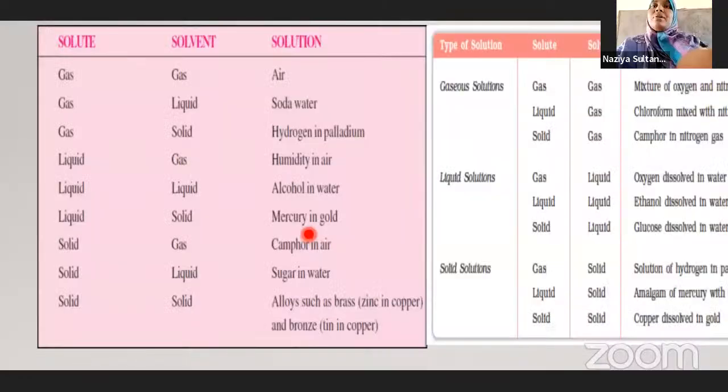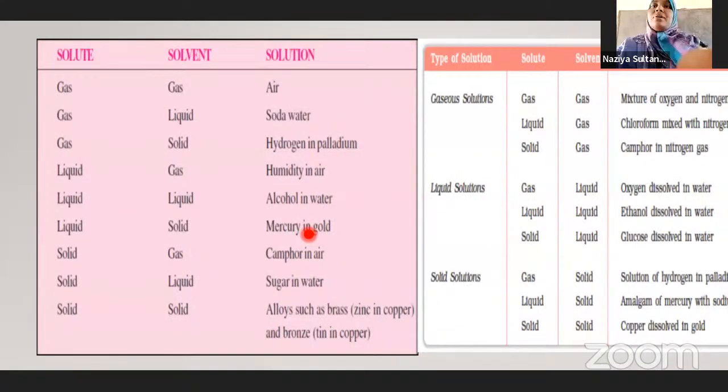Next, another way of classifying the solutions is based upon the physical state of the solute and solvent. Right. So if the solvent is a gas, we call it a gaseous solution. If the solvent is a liquid, we call it a liquid solution. And if the solvent is a solid, we call it a solid solution. So this is based upon the type of the solvent. Again, the physical state of the solute can vary, yes or no. The solute can be solid, liquid, or gaseous in state. So based on that, let us see the examples.